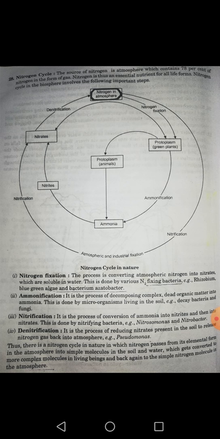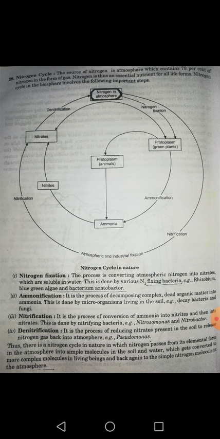So initially what happens, initially ammonification occurs. Ammonification means while an organism is going to die, or its dead particles or its remaining parts are going to decompose, and this decomposition is done by various microorganisms present in the soil, and these microorganisms are converting this dead organic matter into ammonia, and the conversion of dead organic matter into ammonia is called ammonification. Now after ammonification the next step starts.